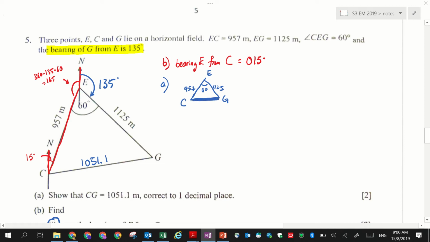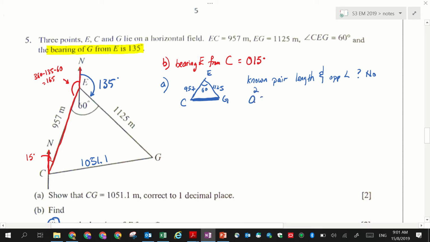So I go through the thinking process again. Number 1, is this a right-angled triangle? No, so Pythagoras is out. Number 2, I want to use sine rule. Do I have one pair of known length and opposite angle? The answer is no. So if no, means cannot use sine rule. If cannot use sine rule, I'm only left with one option, which is cosine rule. So I will dive into cosine rule.